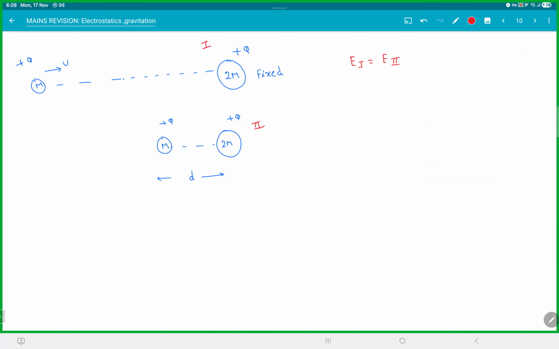You cannot conserve momentum. Why? Because this 2m is fixed. That means there is an external force which is keeping 2m at rest, isn't it? Someone is holding it. So linear momentum is not conserved. But if there is a force on the system, how can you conserve energy? I'm trapping you guys. Think, to conserve energy, should force be zero or work must be zero?